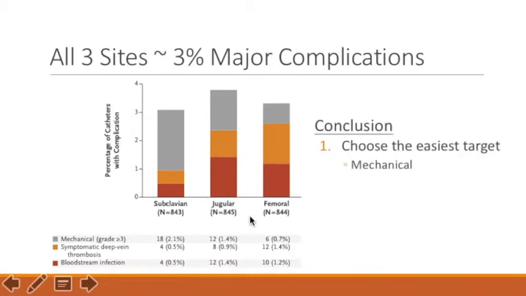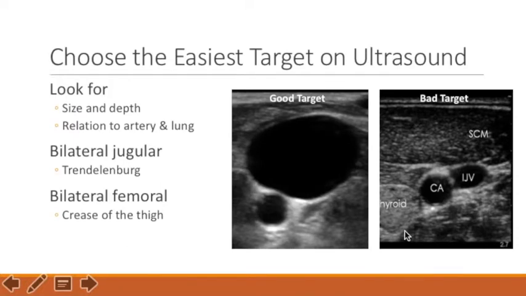So the conclusion from this trial is essentially choose the easiest target of the three, and you're likely to reduce mechanical complications. And then take out the catheter as soon as possible, and you're likely to reduce DVTs and bloodstream infections. So how do we choose an easy target?